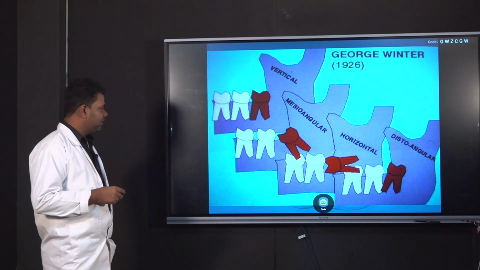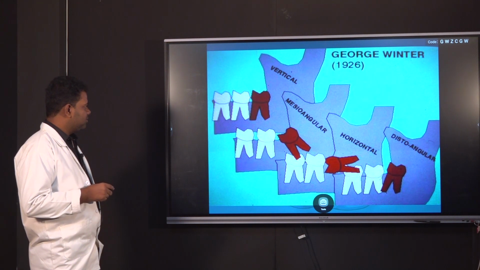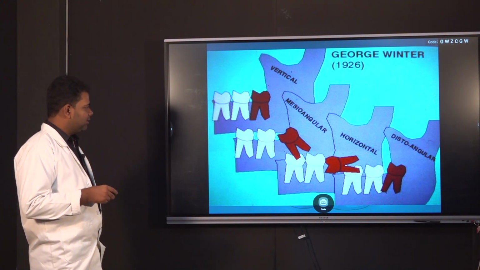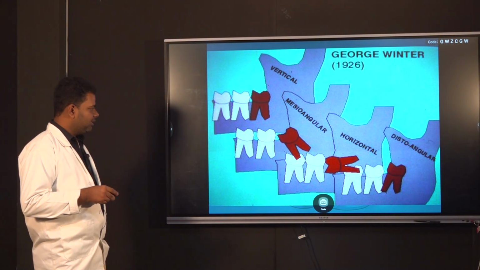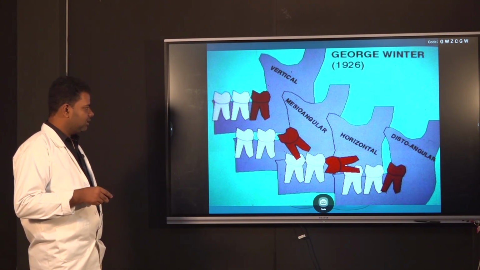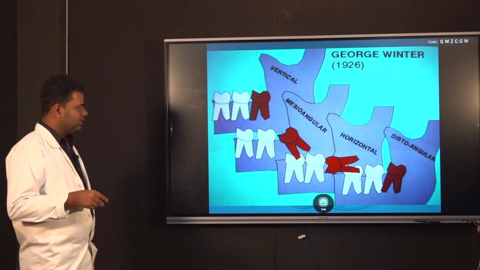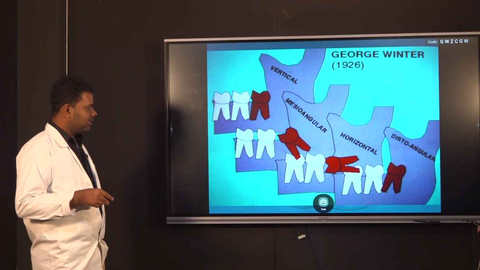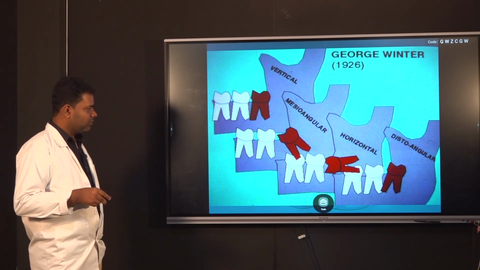Here in the first case, the vertical impaction, the long axis is vertical to the second molar, that is, they almost lie in the same plane. In mesioangular impaction, the crown is towards the second molar and the roots are diverged. In horizontal impaction, the long axis of the third molar is horizontal to the long axis of the second molar. And in distoangular impaction, contrary to mesioangular, the roots are towards the second molar and the crown is away from the second molar.